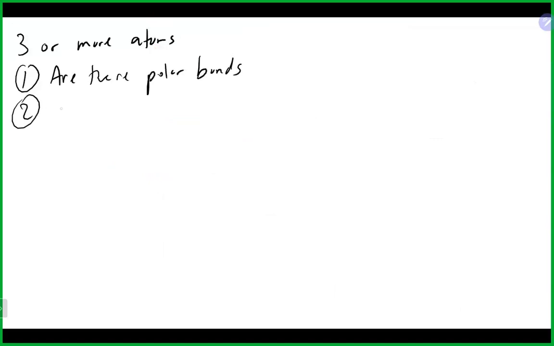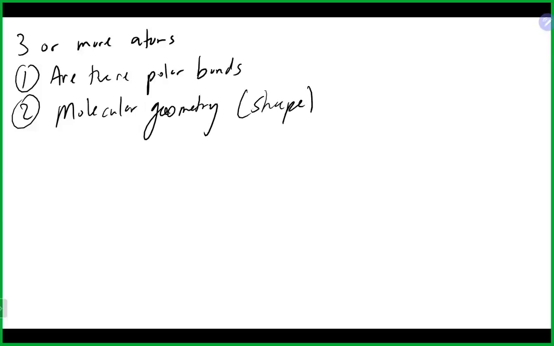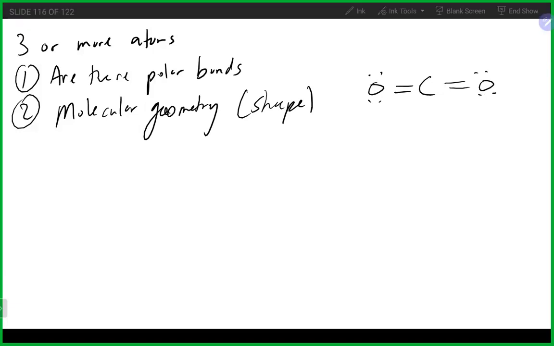And you need to look at the molecular geometry, or the shape. So let's take a pretty common example, which is one I think we drew earlier, carbon dioxide. So if we draw carbon dioxide such as this, it will look something like that. Is the bond between carbon and oxygen polar or nonpolar?